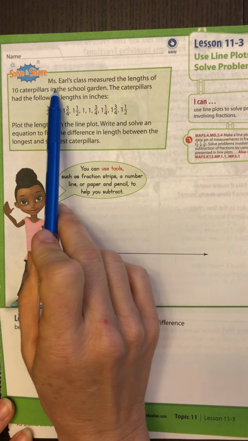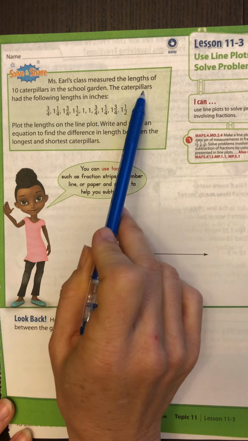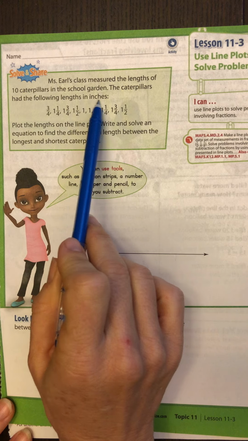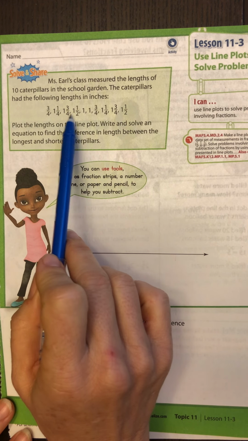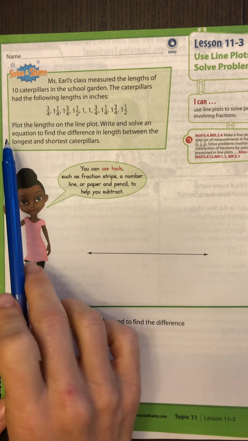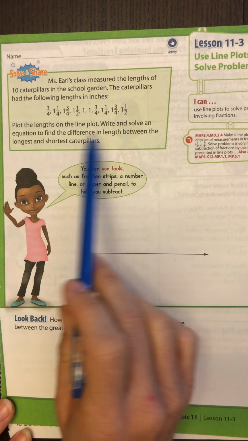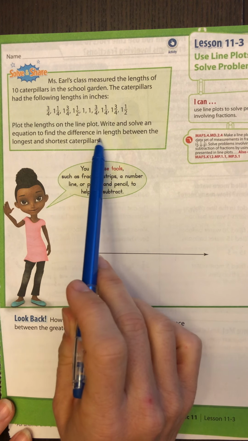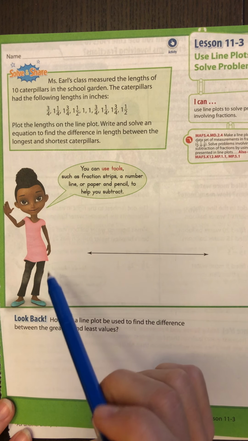Solve and share. Miss Earle's class measured the lengths of 10 caterpillars in the school garden. The caterpillars had the following lengths in inches. So we would have 10 different lengths here because we have 10 caterpillars. We're going to plot these lengths on the line plot below and then write and solve an equation to find the difference in length between the longest and shortest caterpillars.